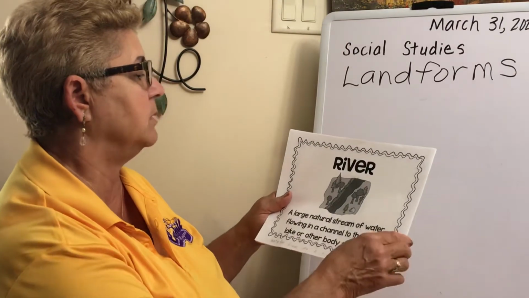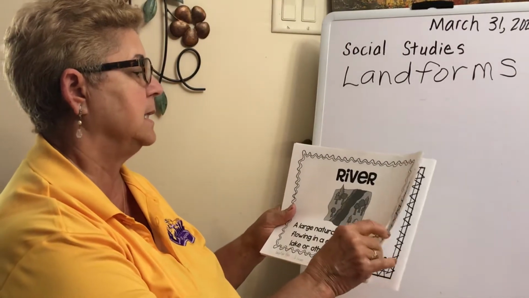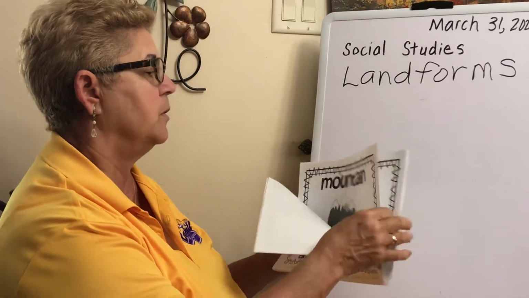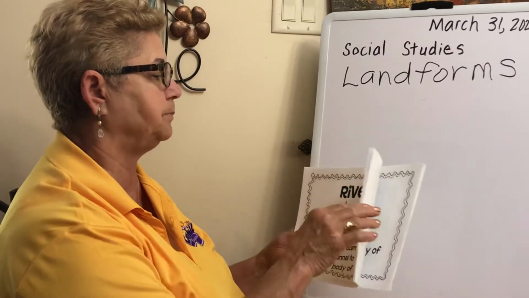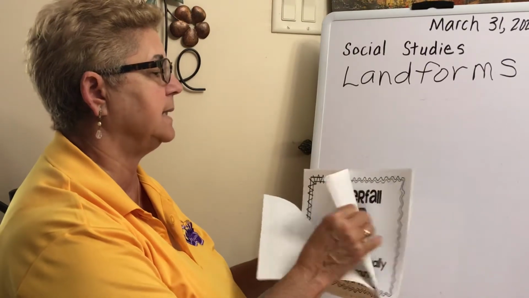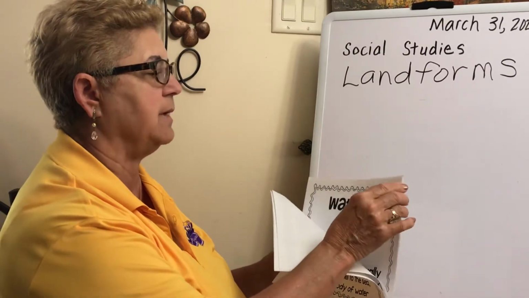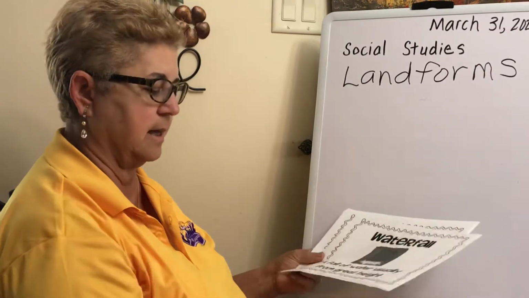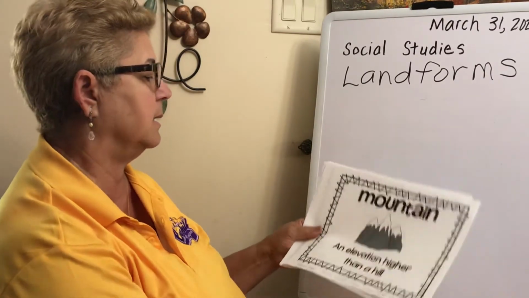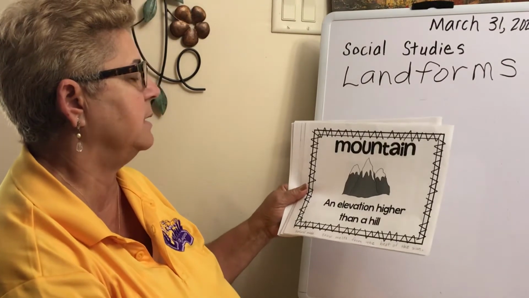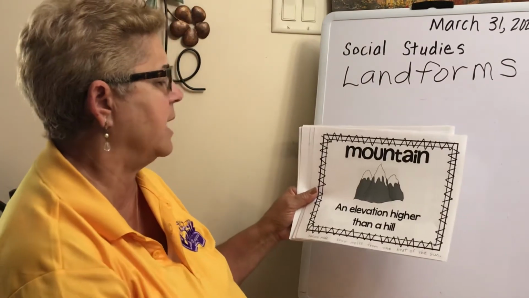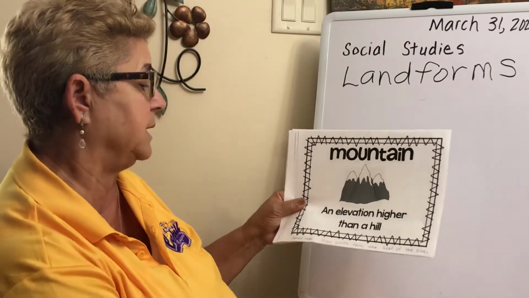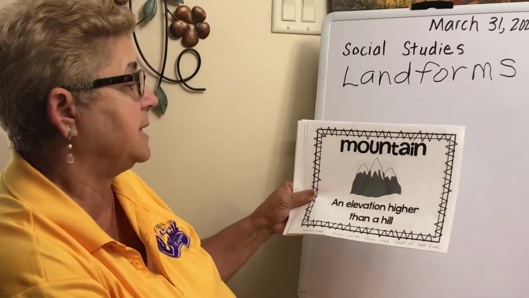Then we talked about a river. And let me find the waterfall. We talked about a mountain. And we said that the mountain is very, very high up in the sky. And a mountain is an elevation higher than a hill. It's formed naturally, and there's snow at the top.